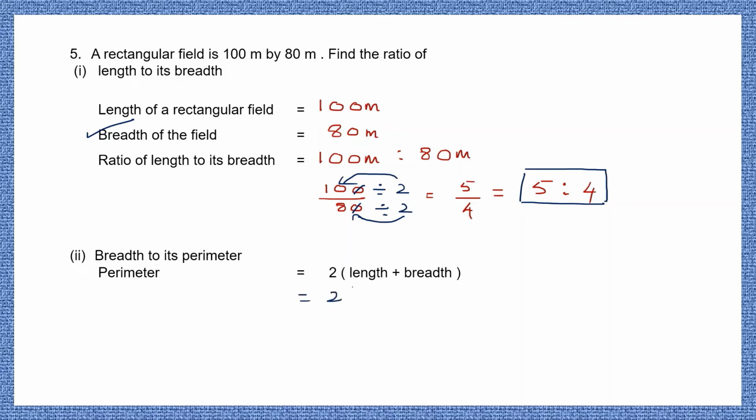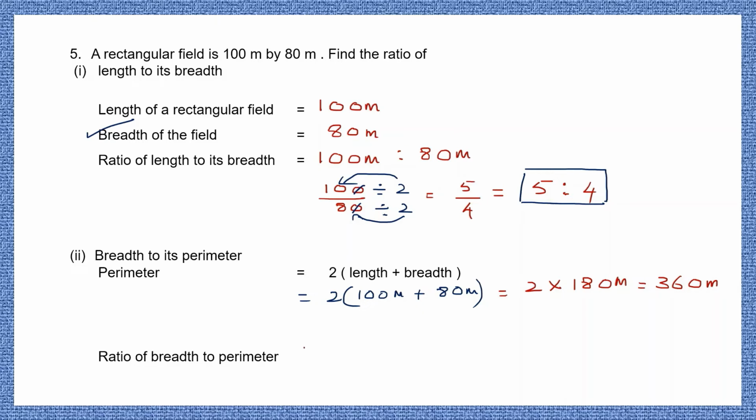So let's find the perimeter. Length is 100 meters. Breadth is 80 meters. So that will be 2 into 100 plus 80, which is 180 meters. Now 18 into 2 is 36. So 180 into 2 will be 360 meters. Now we found the perimeter. We can find the ratio of breadth to perimeter. Breadth is 80 meters and perimeter is 360 meters. Now let's find the ratio.